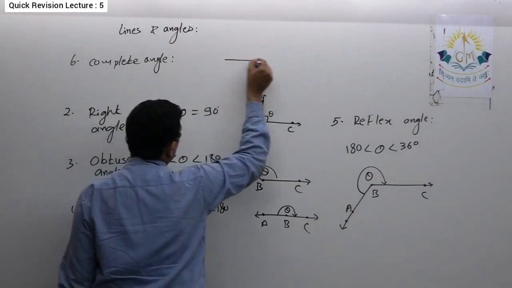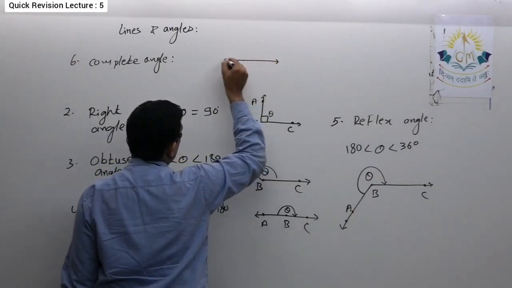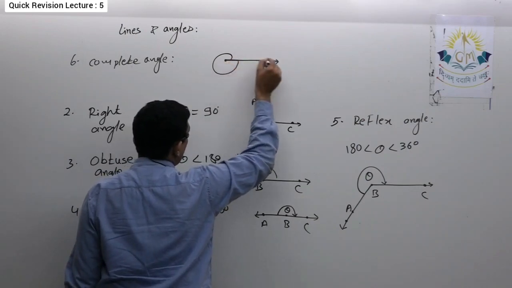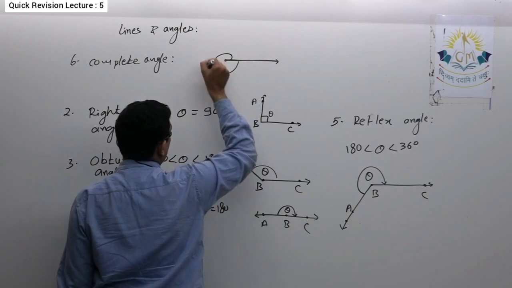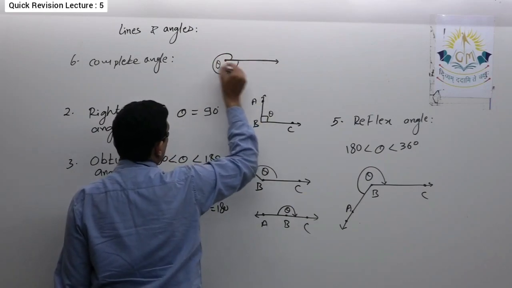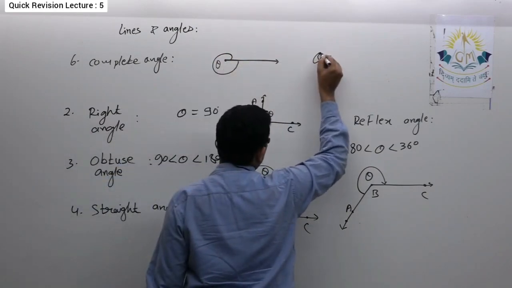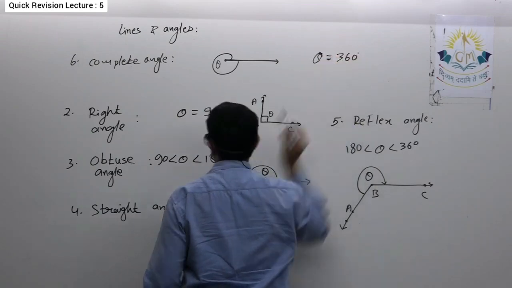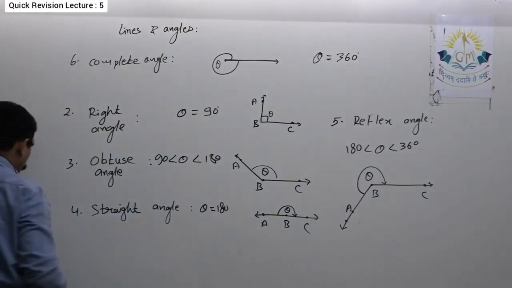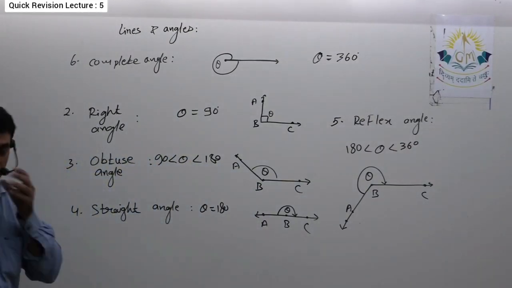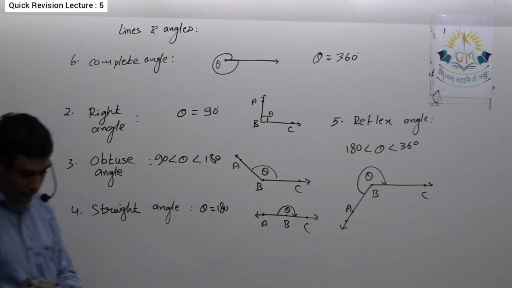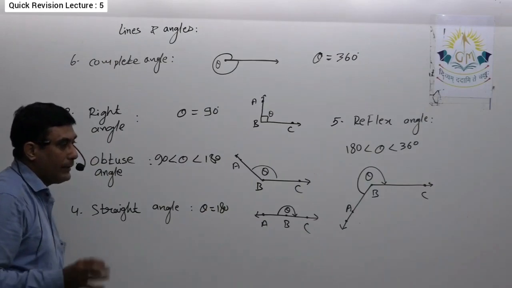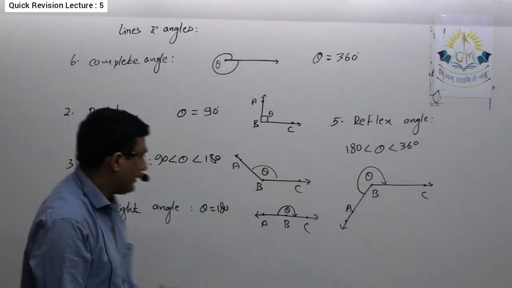Complete angle means an angle whose measure is 360 degrees. In this way I can say this is the first ray and the second ray also coincides with this. That means it starts from this and comes to the same place. So this is 360 degrees, that is called a complete angle. Okay, so these are the types of angles. After this we'll come to the pairs of angles, that is supplementary angles, complementary angles and adjacent angles.